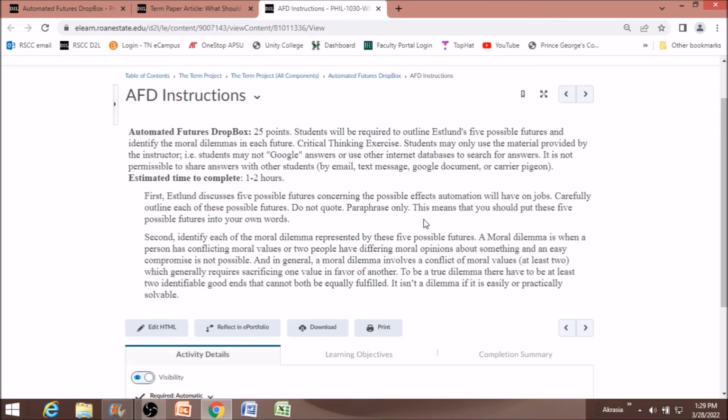So, after you have first located and then outlined, which is to say, put into your own words, Estland's 5 possible futures, I want you to talk about the 5 possible moral dilemmas entailed by these futures. She doesn't tell you where they are, so don't think that you can read her work and she just tells you what these 5 dilemmas are. You have to think about it. What should you be thinking about? Look to see what moral values are entailed by each of these futures. Identify the moral values, and then talk about how these moral values could conflict in a way which creates a moral dilemma. A moral dilemma should just be a couple sentences. These aren't fill in the blank. These are short essay assignments.